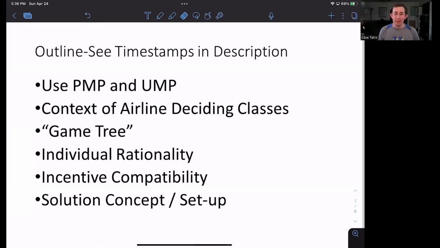Then we're going to talk about the nitty-gritty of the adverse selection problem in this more mathy version. We're going to talk about two types of constraints, the individual rationality constraint and the incentive compatibility constraint. We are going to set up the adverse selection problem. We are not going to solve it in this video due to length. If you would like to see a full solve of an adverse selection problem, make sure to comment below.